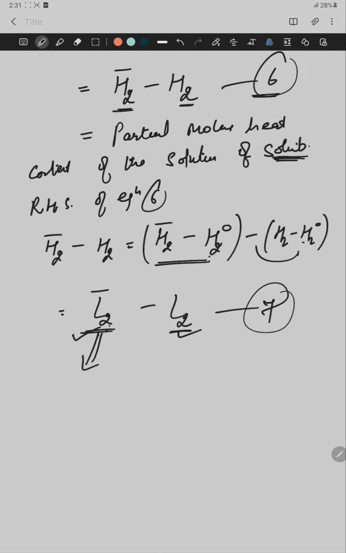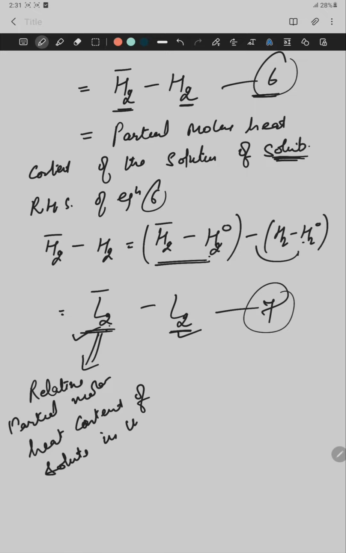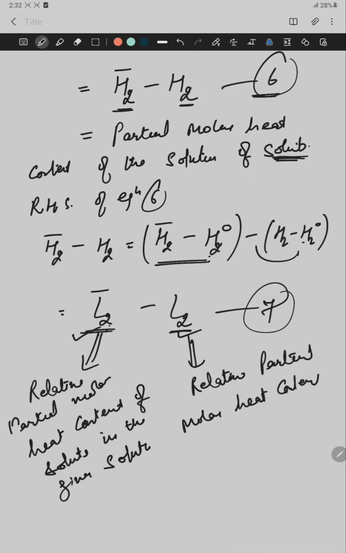So you can write here L2 bar is the relative partial molar heat content of the solute in the given solution, and L2 is the relative partial molar heat content of the pure solute. So L2 is for pure solute and this is for the solute in the given solution.